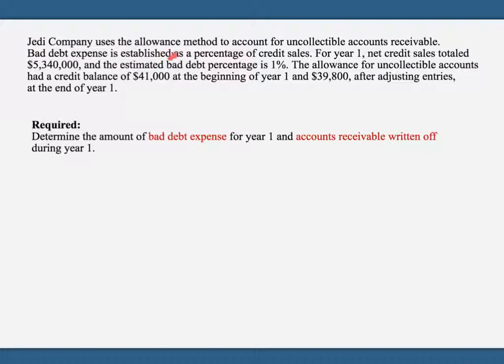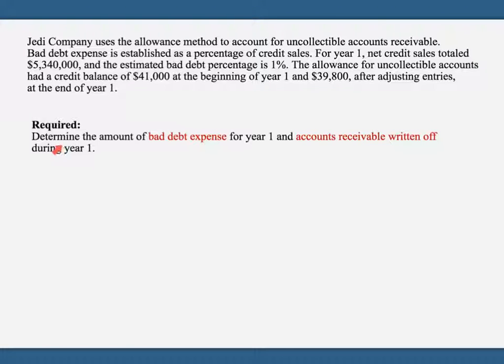Jedi Company uses the allowance method to account for uncollectible accounts receivable. Bad debt expense is established as a percentage of credit sales. For year 1, net credit sales totaled $5,340,000, and the estimated bad debt percentage is 1%. The allowance for uncollectible accounts has a credit balance of $41,000 at the beginning of year 1 and $39,800 after adjusting entries at the end of year 1.